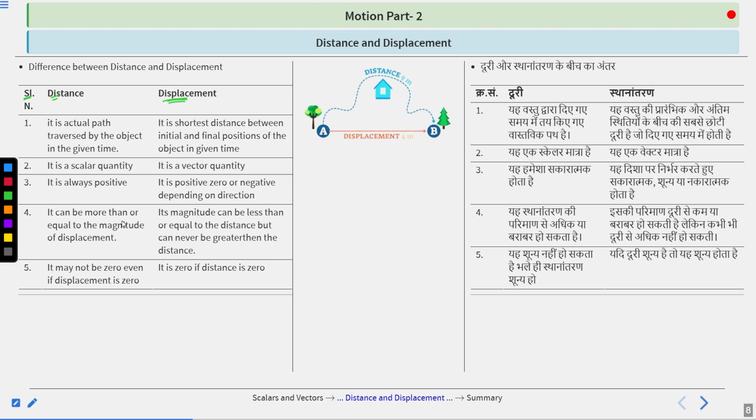The magnitude of displacement could be less than or equal to the distance, but could never be greater than the distance because it is always the shortest distance. Got it? Distance may not be zero even if displacement is zero. Displacement is zero if distance is zero.